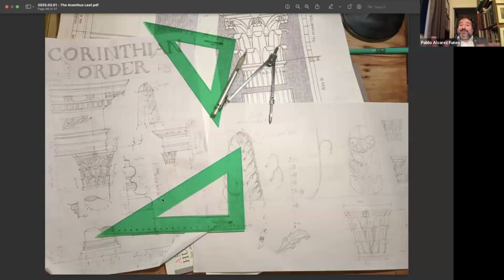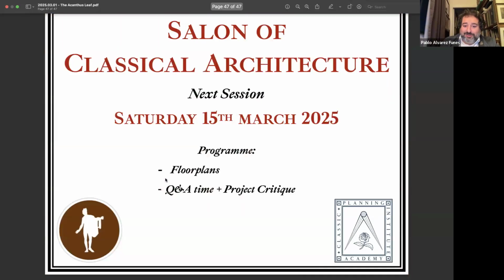So, gentlemen, I think we have come to the end. We'll see you next Thursday, 15th of March. We will be talking a little bit about floor plans, about what you can expect from a floor plan, which is going to be mostly seeing some key floor plans that are interesting sources, and how to deal with the evil open kitchen.